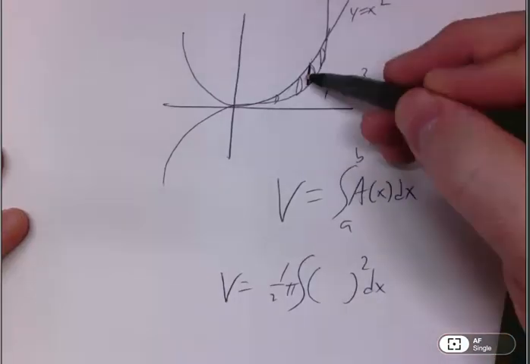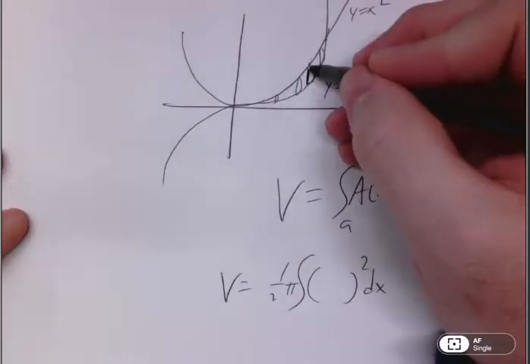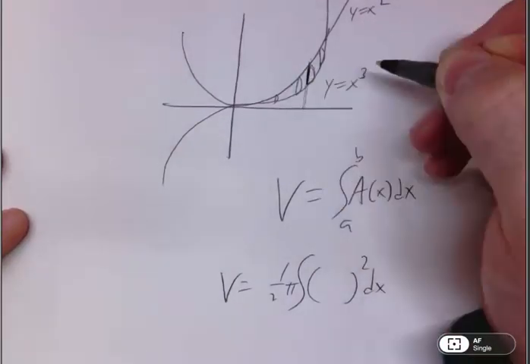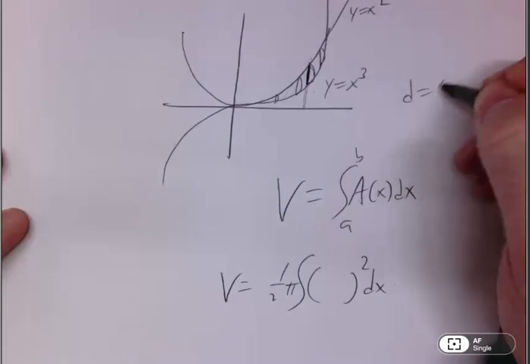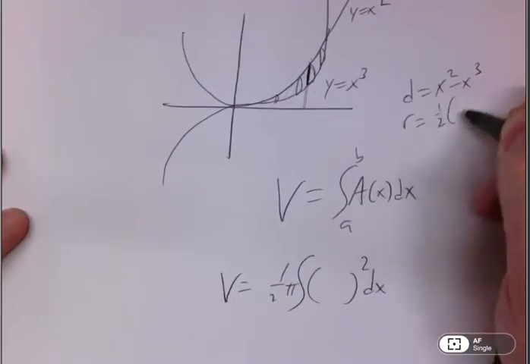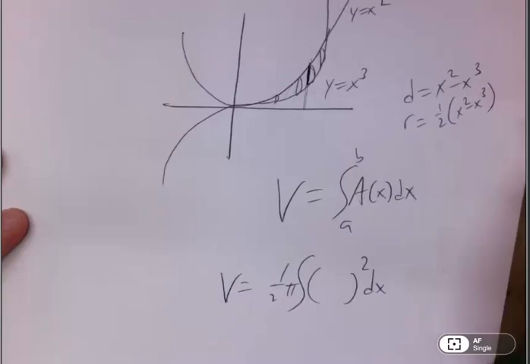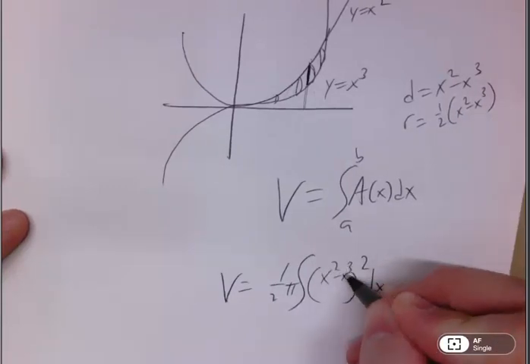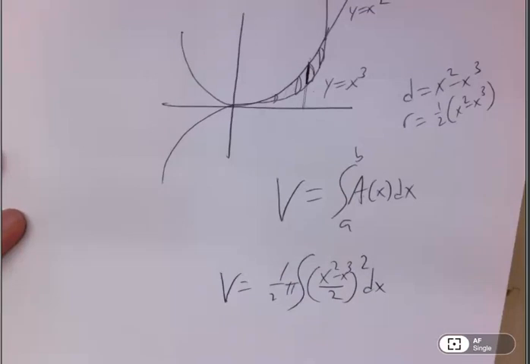But what's the radius? If this distance is x squared and this distance is x cubed, well then the diameter is x squared minus x cubed. The radius would be one half of x squared minus x cubed, or x squared minus x cubed over 2. And that's how you would do one like that.